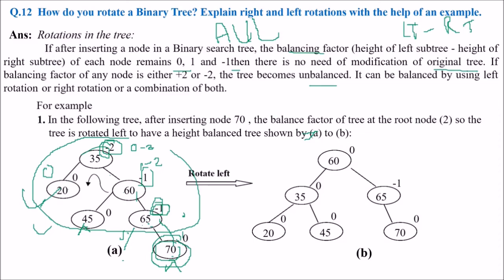So the balance factor of the node has become 2, so the tree is rotated left to have a height balanced tree. So what we'll do here is, we have to balance it. 60 goes up, 35 goes down, 45 comes here, 60, 65, 70 remain like this only, because they are connected to 60, but 45 has to move here. Now if you compute the height of the left subtree and the height of the right subtree, this remains 0, minus 1 or 1. So this is how it is done.